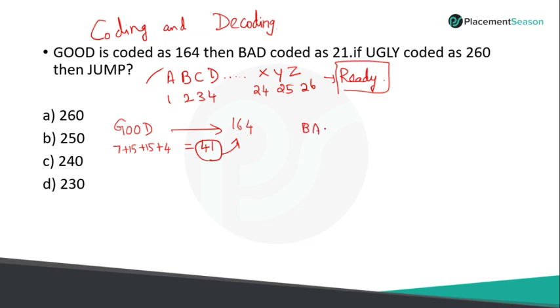Coming to the next word, BAD. B is 2, A is 1, and D is 4. So what is the summation? The summation is 7. That is coded as 21. So 7 is somehow related to 21.